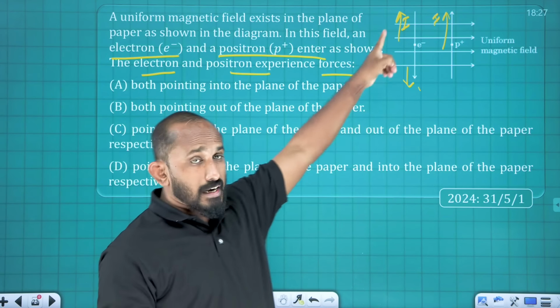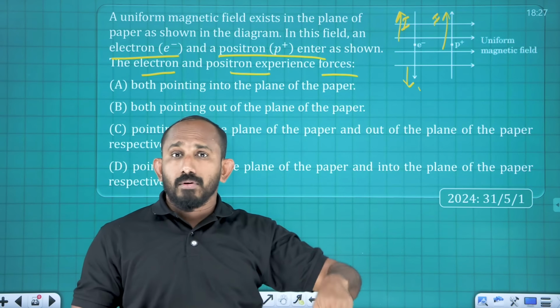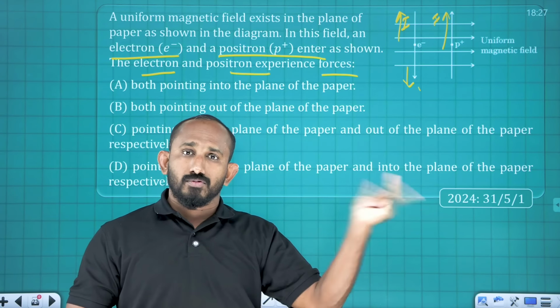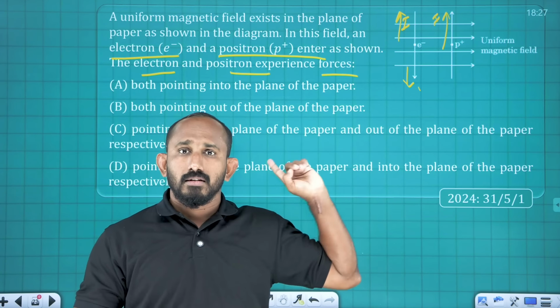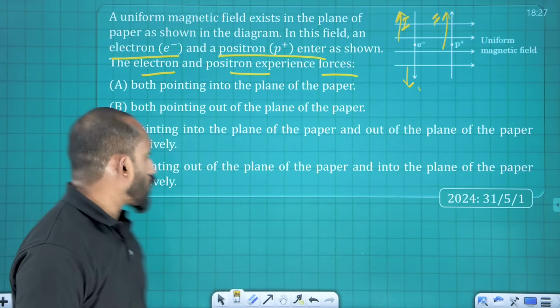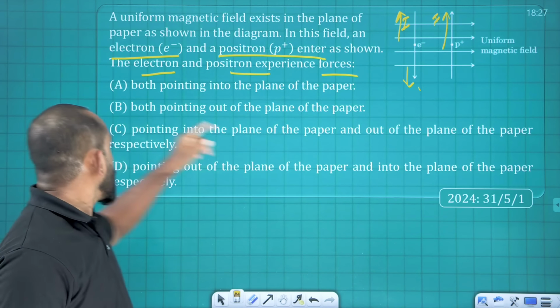In both cases, the current is in the same direction. Why? The electron is moving down, which means the current will be upward. The positron is already upward, so the current is upward. So in both cases, the current is in the same direction, with the same magnetic field. So the force will be in the same direction, and that is into the paper. Check the options. Both pointing into the plane of the paper. Yes, correct? Check all options.